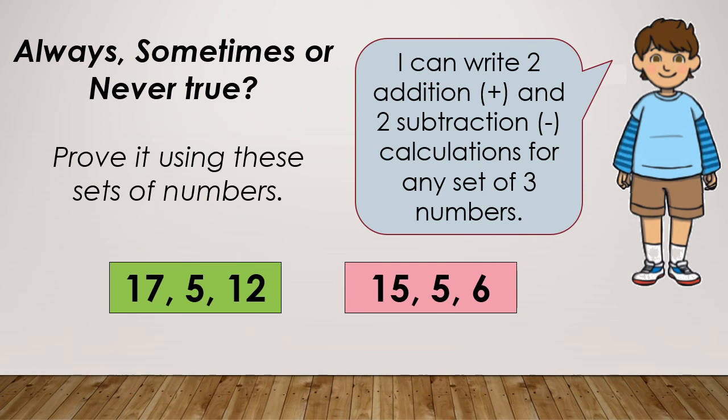Now, let us check. Children, this is sometimes true. For the first set of numbers, 17, 5, and 12, yes, we can make 2 addition and 2 subtraction sentences. But for the other set, 15, 5, 6, you can't make any addition or any subtraction sentences with these numbers, as they are not related to each other.